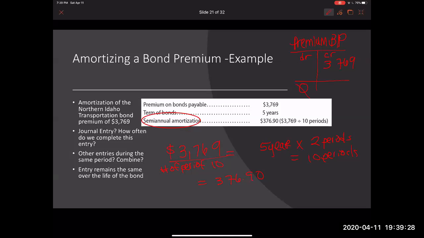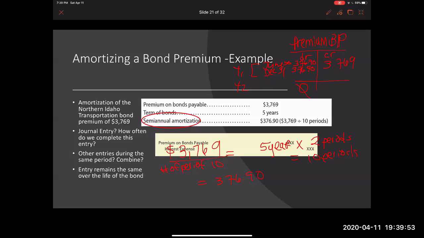So twice a year, every year, on June 30th and December 31st, we're going to amortize $376.90 until we're at the end of the bond, until it's zero. So this is year one, and then we're going to have another set for year two until it's zero. Okay, so hopefully that makes sense.